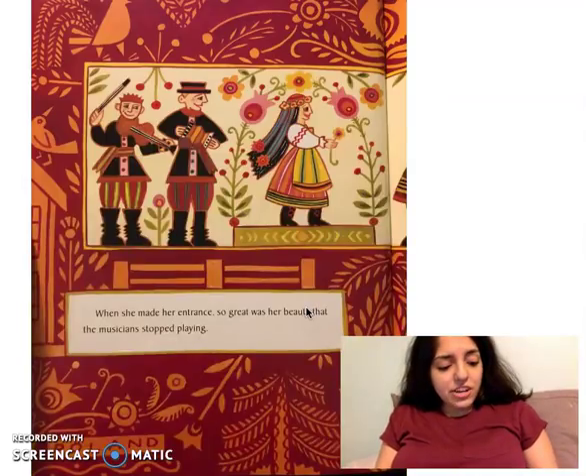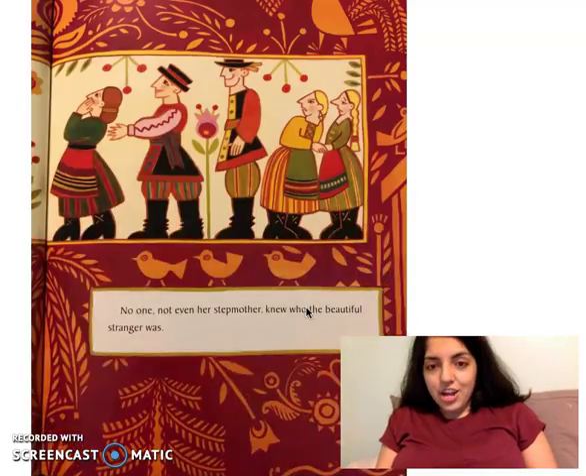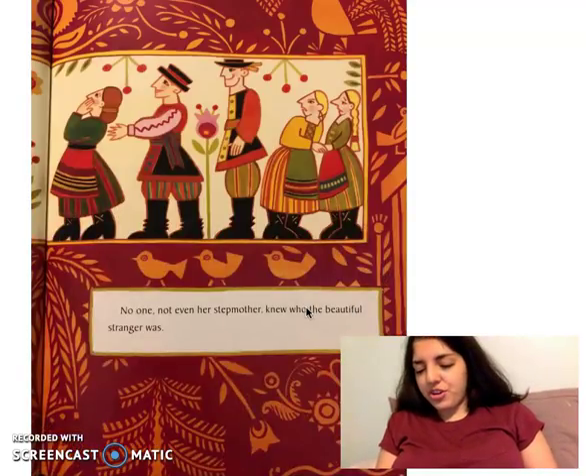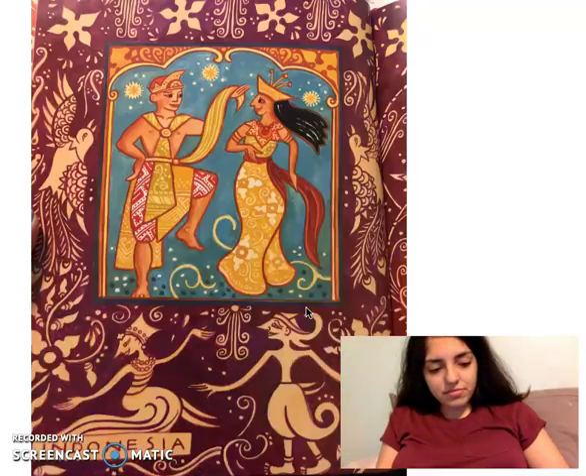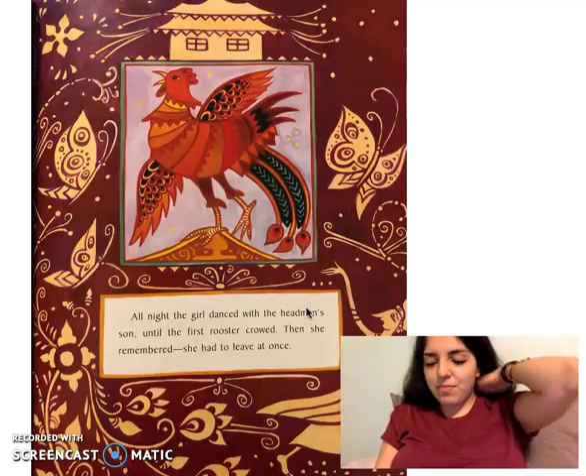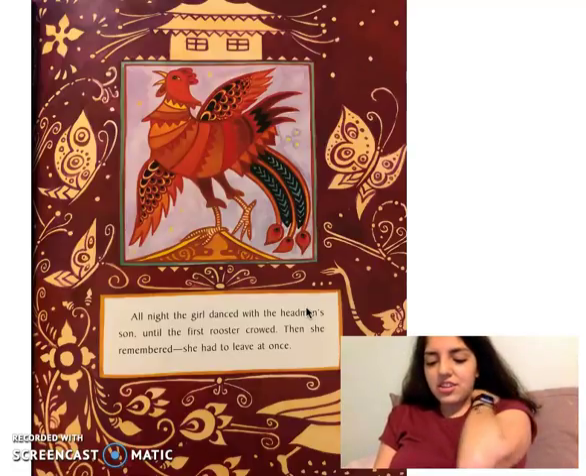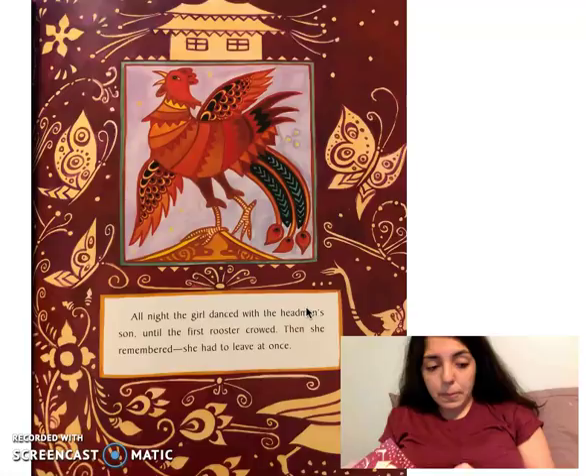Then she made her entrance. So great was her beauty that the musicians stopped playing. No one, not even her mother, knew who the beautiful stranger was. All night the girl danced with the headman's son until the first rooster crowed. Then she remembered she had to leave at once.